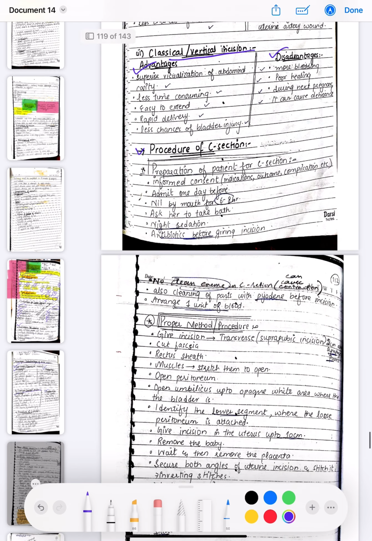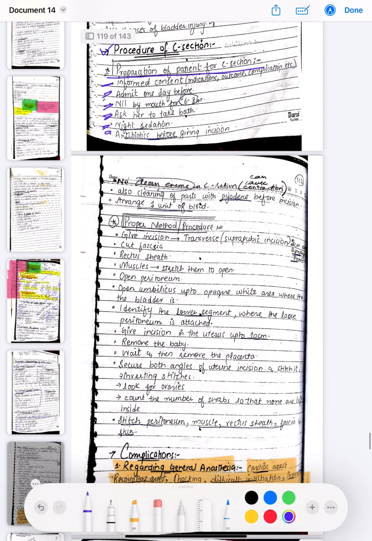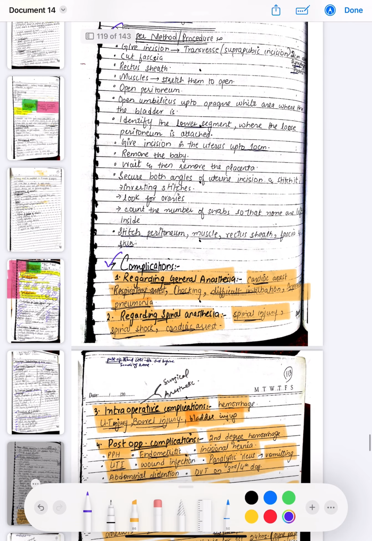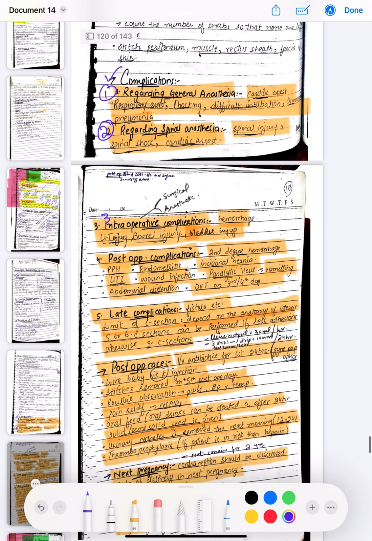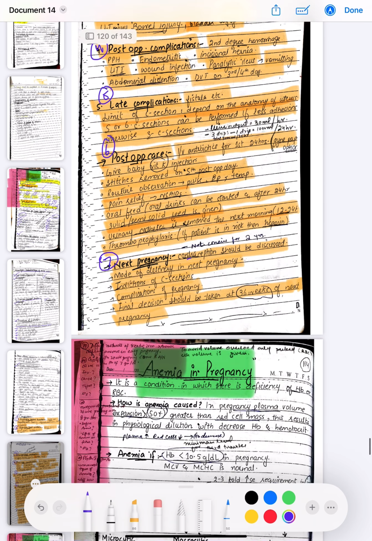Then we discussed the general procedure for the C-section, in which first of all the patient is prepped. These are the points that should be performed during the preparation of a patient for C-section. Then this is the proper method or procedure. And then we discussed the complications of the C-section, which are regarding general anesthesia, regarding spinal anesthesia, and intraoperative complications, post-op complications, late complications, and post-op care. Then we discussed that for the next pregnancy, contraception should be discussed, the mode of delivery in the next pregnancy, indications of C-section, complications of pregnancy, and the final decision should be taken at 36 weeks of the next pregnancy.